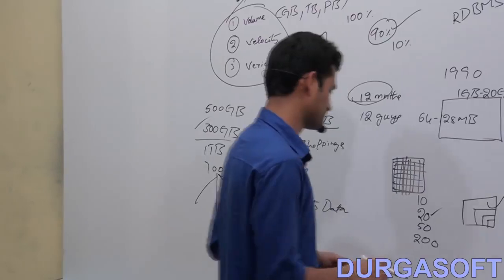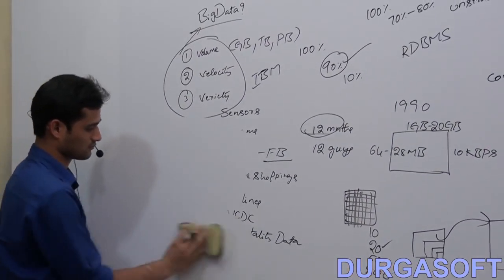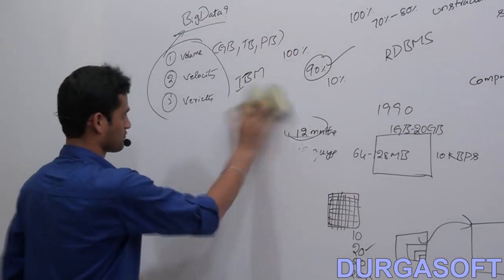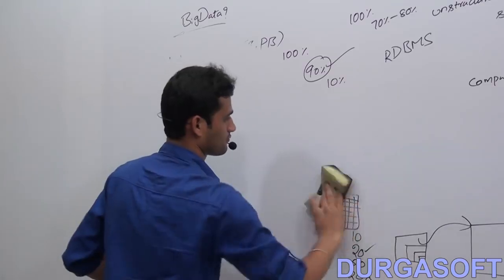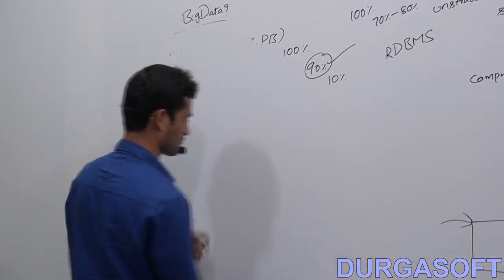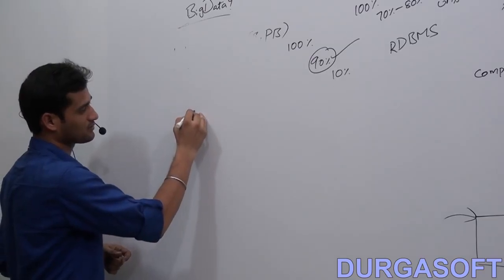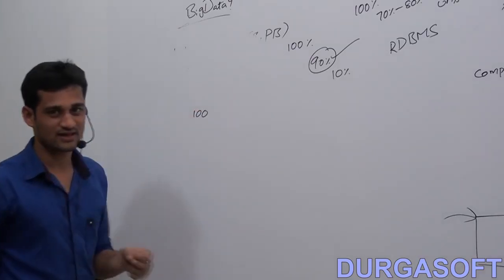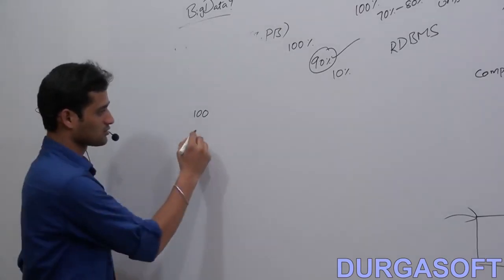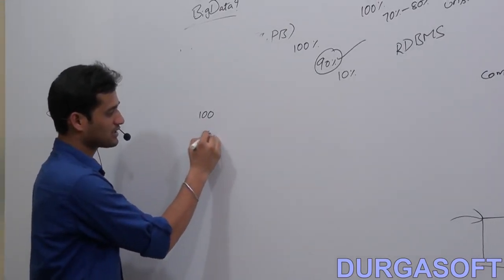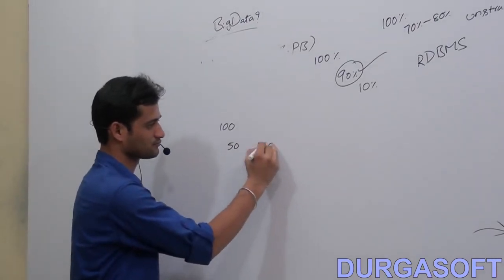Okay, let's see a last example. I am in my office. My attender has brought 100 files. Meanwhile I am signing 50 files. He has brought 100 more files.